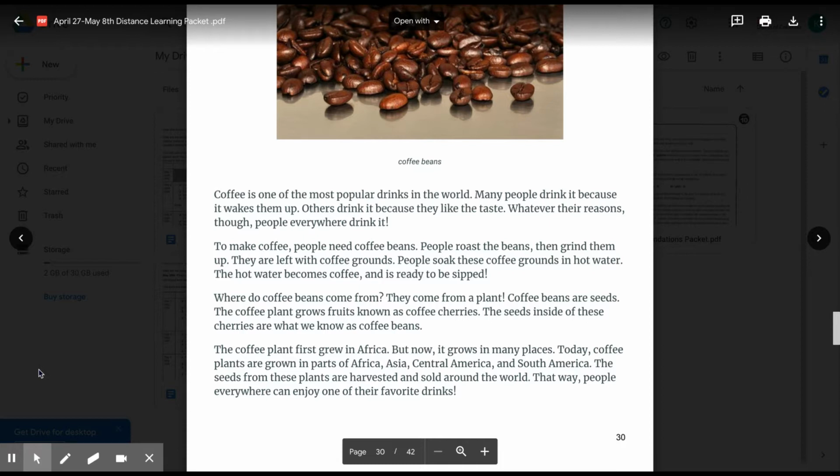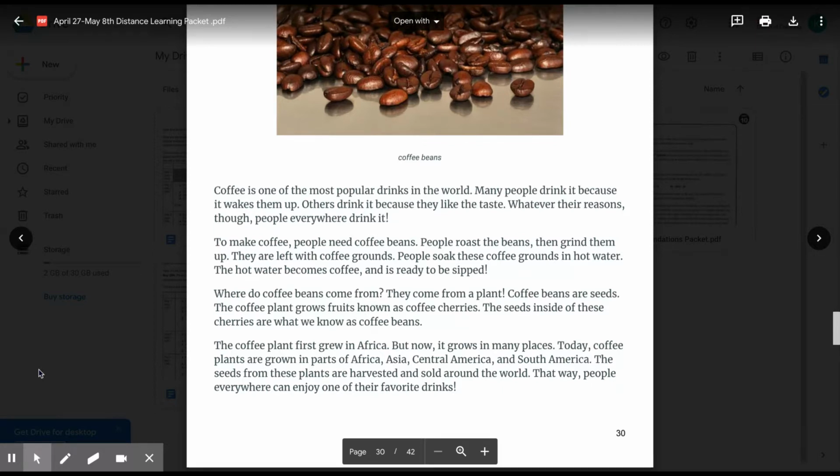Where do coffee beans come from? They come from a plant. Coffee beans are seeds. The coffee plant grows fruits known as coffee cherries. The seeds inside of these cherries are what we know as coffee beans.